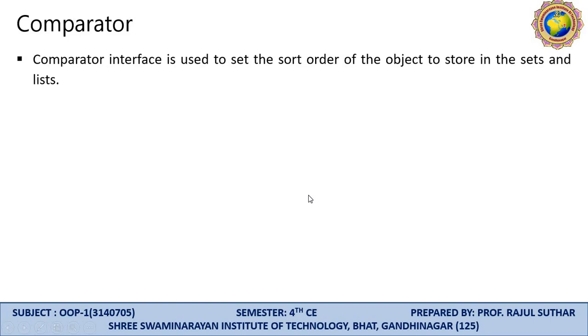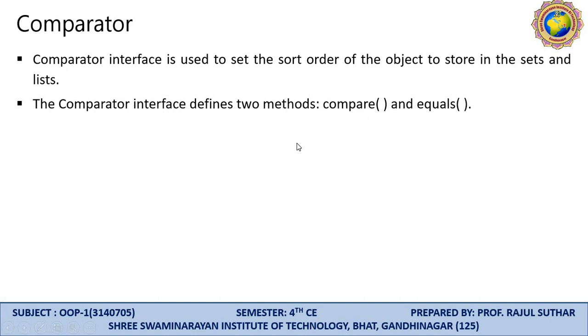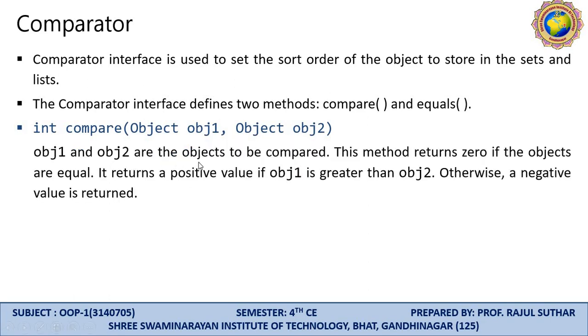What is the use of Comparator? The Comparator interface is used to set the sort order of objects stored in sets and lists. The Comparator interface defines two methods, compare and equals. int compare(object1, object2): object1 and object2 are the objects to be compared.